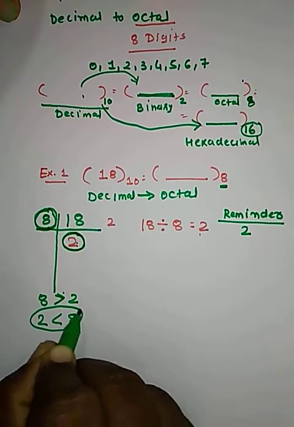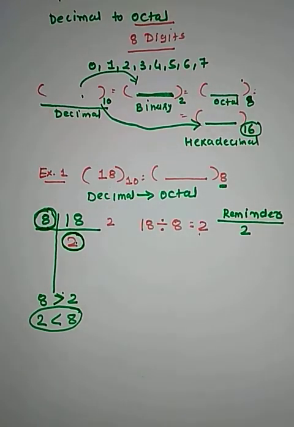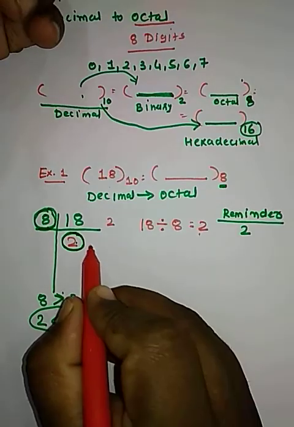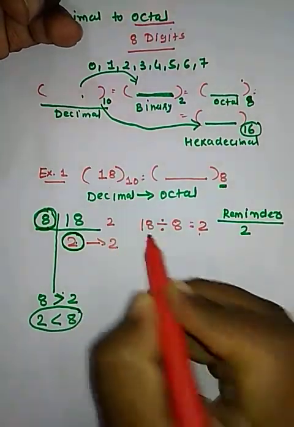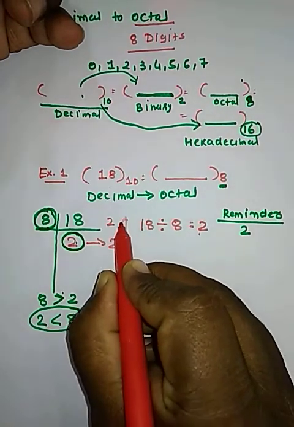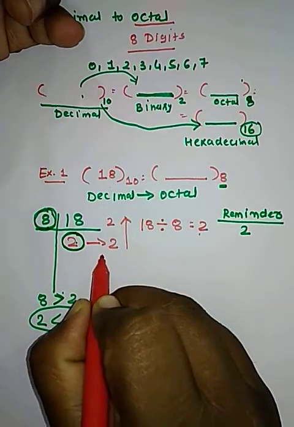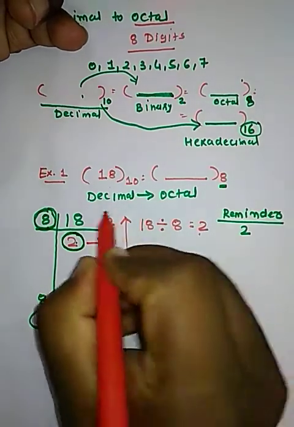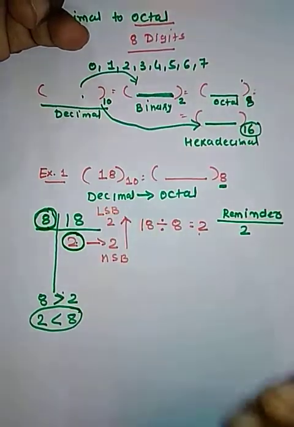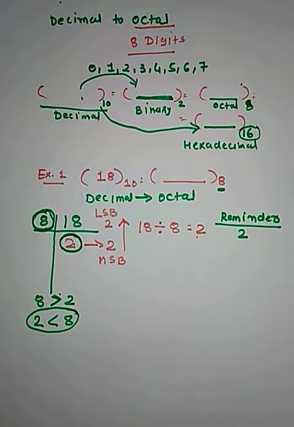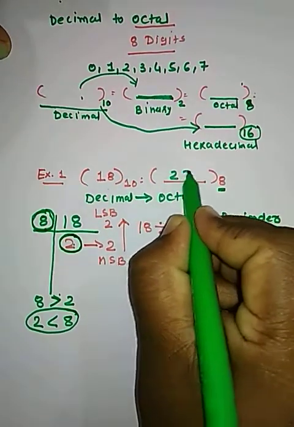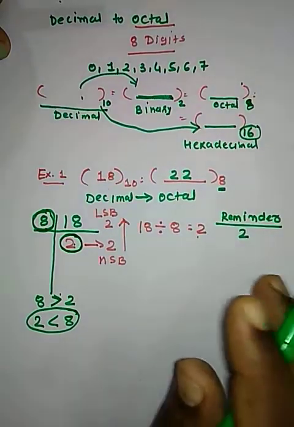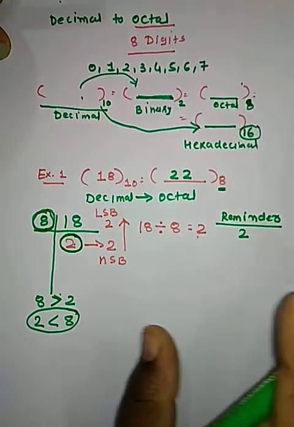We have to stop here. Okay, so stop here, take this 2 out. આ 2 ને બહાર લખી દો. Make the arrow from down to up. This is our MSB, this is our LSB. So what is the octal of 18? It's a 2 2. It's not a 22, it's a 2 2. Just remember that, don't call it twenty-two.